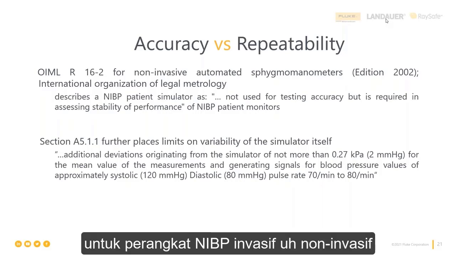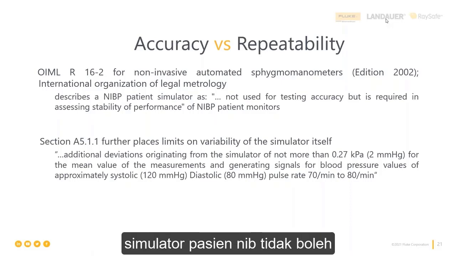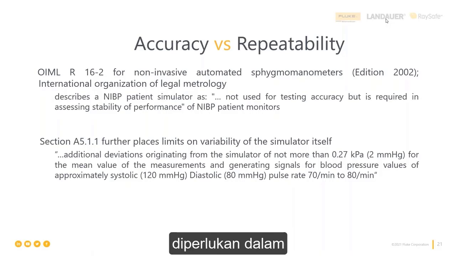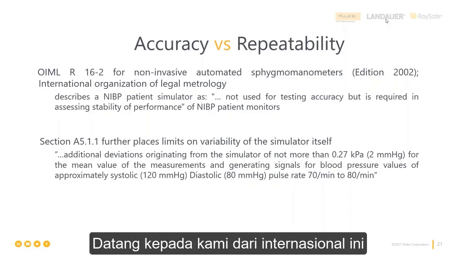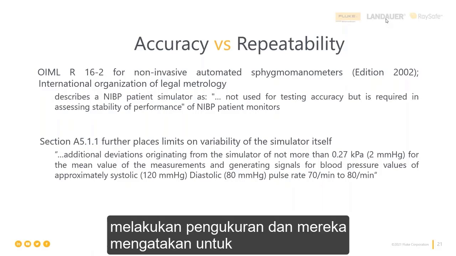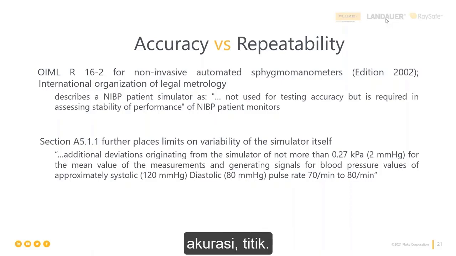For NIBP devices, non-invasive devices, an NIBP patient simulator is not to be used for testing accuracy, but is required in assessing the stability of performance, i.e. the repeatability of the tests. So this is coming to us from this international group, from the part of it called legal metrology, which helps us understand traceabilities and the proper way of doing measurements. And they're saying to us, dynamic simulation is not a way to do accuracy, period.